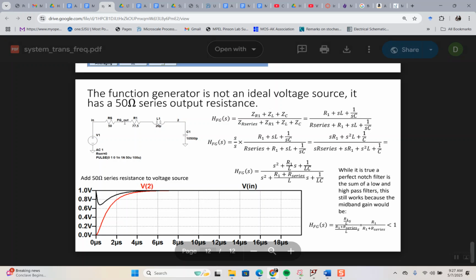Now, why is it a notch? Well, what you do is you just do voltage division, right? I have the output of the whole circuit. What's the impedance of the whole thing? And then what's the voltage division here? You just sum it and you get a notch filter. If you set RS equal to 0 or everything else big, it goes away.